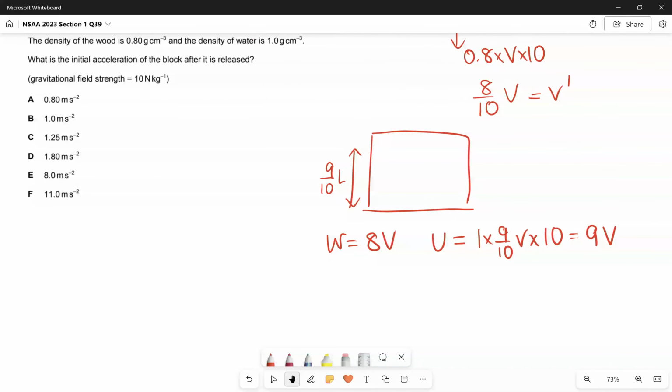And then we want the initial acceleration. So we know we want the net force divided by the mass. So this will be 9 take away 8, which is just v, divided by, what's the mass? It's the density, which is 0.8 times volume. So we didn't actually need to know anything about the volume, just the scales and proportionality here. So this is 1 over 0.8, which is 1 over 4/5, which is 5 over 4. So the answer is C, 1.25 meters per second squared.